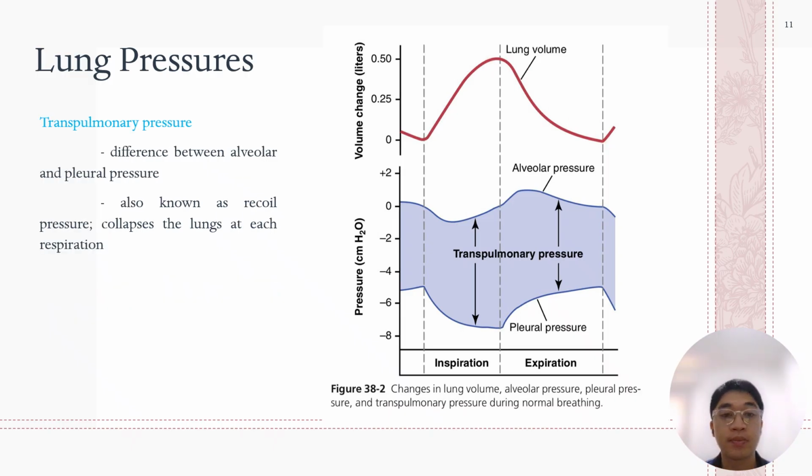Let us now talk about your transpulmonary pressure. Your transpulmonary pressure is the difference between your alveolar pressure and the pleural pressure. Another term for transpulmonary pressure is recoil pressure. The main point of your transpulmonary pressure is that it wants to collapse the lung at every respiration. When you say respiration, this is both your inspiration and your expiration. I hope that is clear.